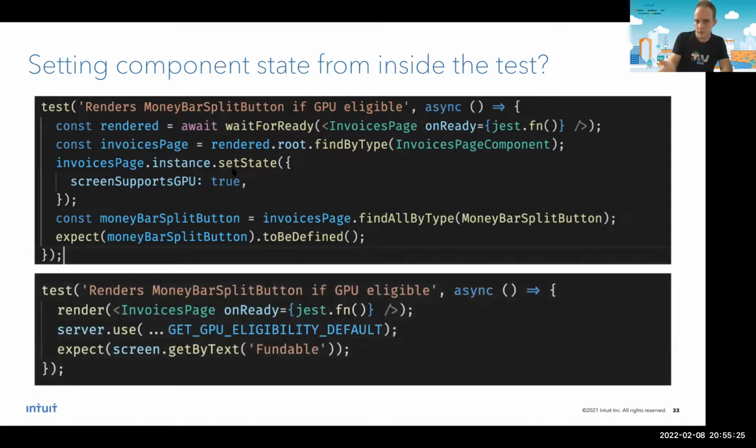What you can do instead of setting states to simulate different use cases, you can use your network mocks, and that's why they're so important. So just use a corresponding network mock, which reproduces a special use case of your application, and check that your component works as expected.